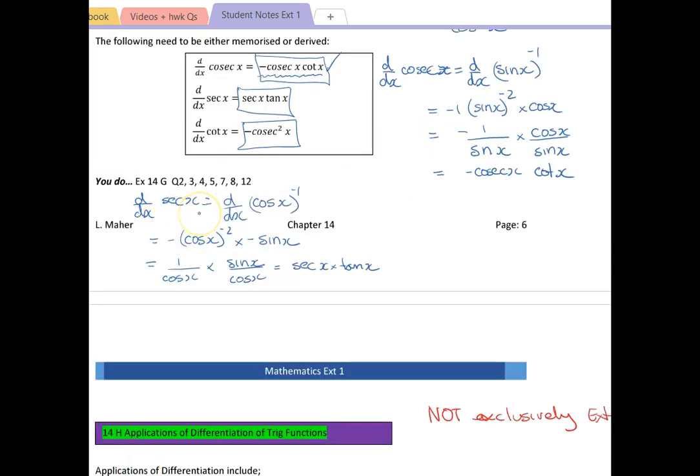So d dx of sec x is d dx of cos to the minus 1. Bring your minus 1 to the front, subtract 1 from that index, and then multiply by the derivative of cos, which is minus sine. The negative and the negative make a positive. Now I've written cos x to the minus 2 as 1 over cos squared x, and I've just combined the sine. So the negative and the negative disappear to be a positive. What do we call 1 on cos? We call that sec, and sine on cos is tan, which is what we have there.